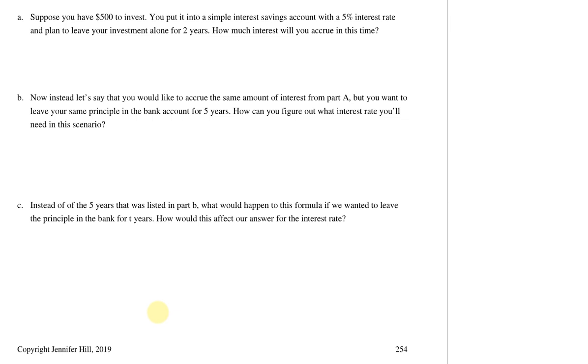So let's start with, suppose you have $500 to invest. You put it into a simple interest savings account with a 5% interest rate and plan to leave your investment alone for 2 years. How much interest will you accrue in this time? What a question like this is asking you to do is to just straight up use that formula, I equals PRT. So your principal in this case is 500. Your rate as a decimal would be 0.05. And then the time would be 2 years. So this would be a nice straightforward way of asking this question. And this equals $50.